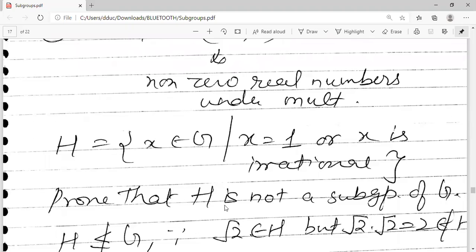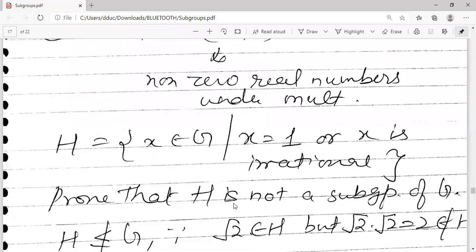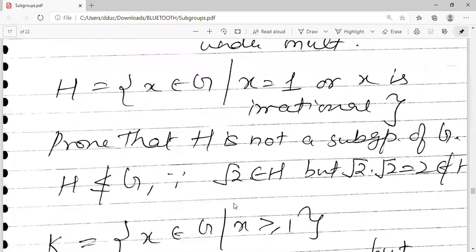Now it is to be proven that it is not a subgroup. How can you prove it? Easily: you can see that square root of 2 belongs to H because it is irrational. But if it is a subgroup, then by the closure property, square root 2 times square root 2 should also belong to H. But what is that? Square root 2 times square root 2 gives you 2, which is neither 1 nor irrational. That means it does not belong to H.